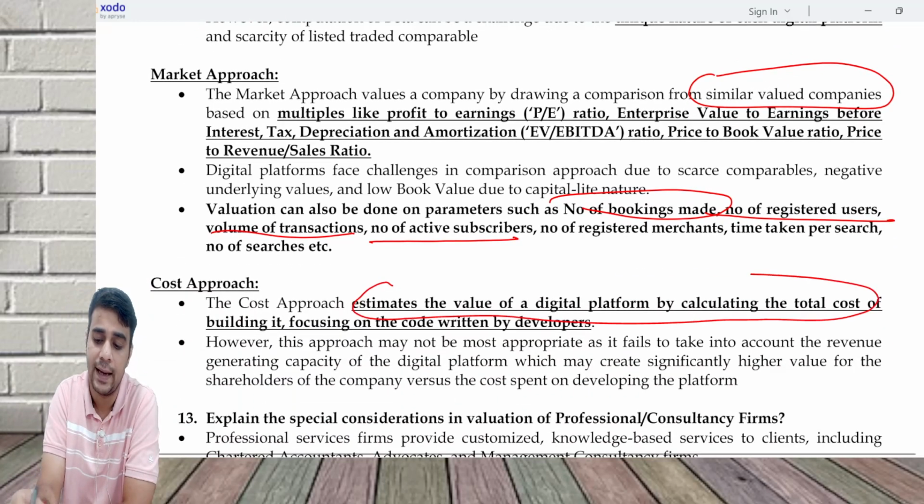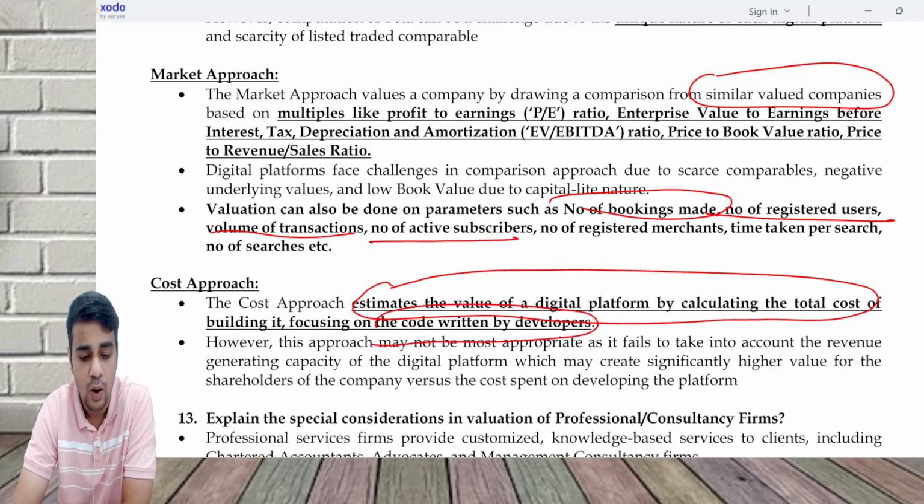Cost approach, cost to duplicate: estimate the value by calculating the total cost, for example focusing on the code written by the developer. All cost incurred is considered. This does not consider the future revenue potential, and hence this is not a very good method of doing valuation.